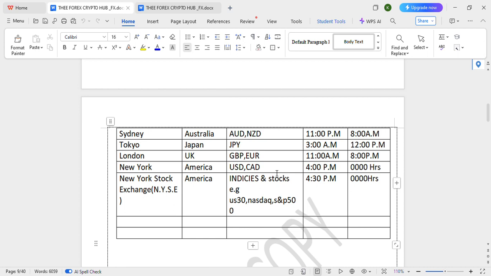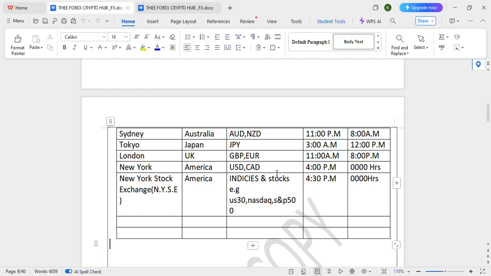Again, we have another one. It's not much of a session, but I'll term it as a session. That is the New York Stock Exchange, and that one is in America as well. During this time, you can best trade stocks. When I was telling you about what you can trade, I talked about stocks and explained what stocks are, and also indices. This is the best time for you to trade the indices and also stocks.